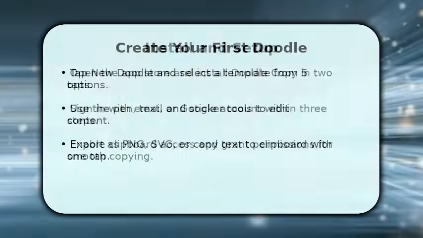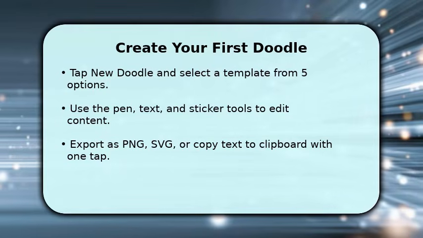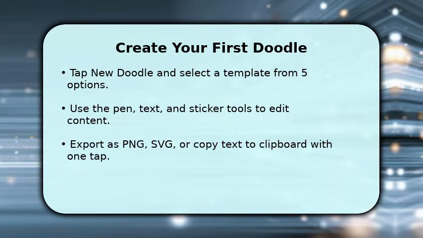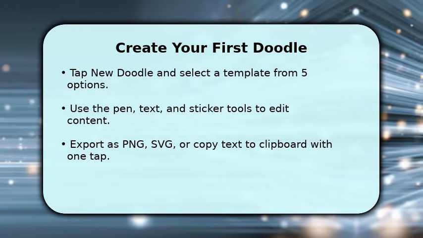Tap New Doodle and select a template from 5 options. Use the pen tool to sketch and the text tool to add captions. Position stickers and shapes precisely using the grid and snapping feature. Adjust stroke width and opacity using the sliders on the right panel.